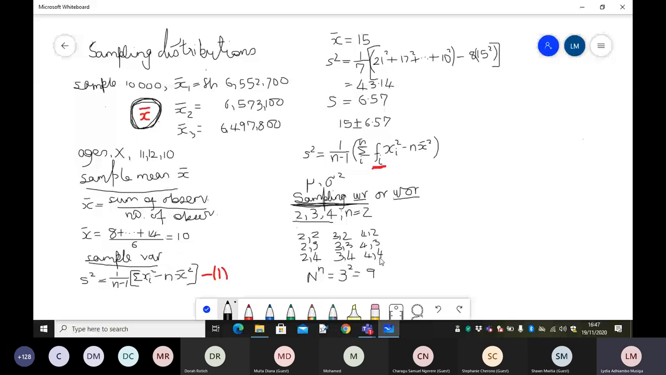Okay, so first I'm explaining WR and WOR. Now, let us sample WOR, without replacement, from the same population of size 3.